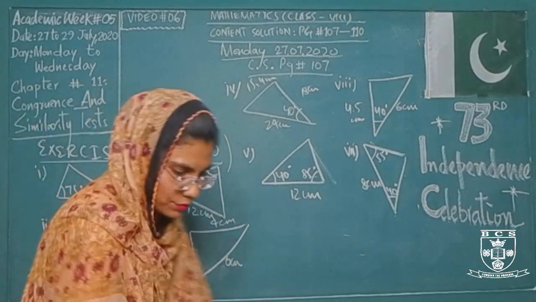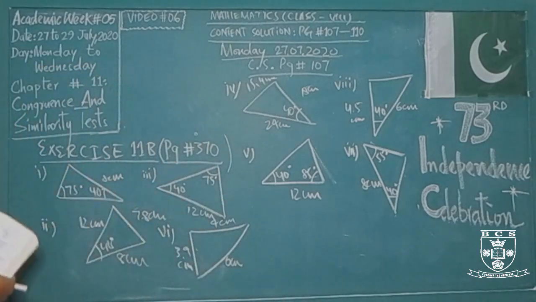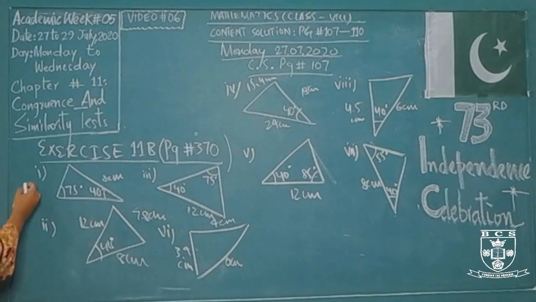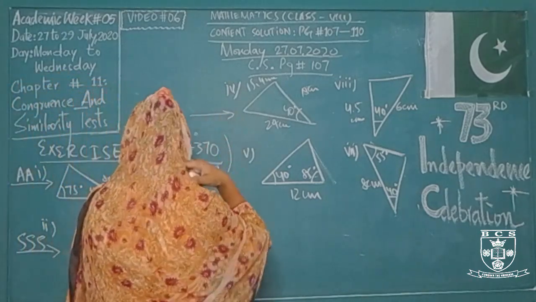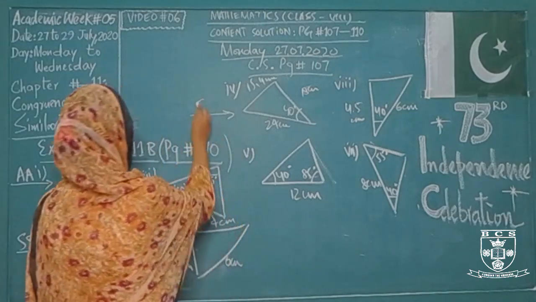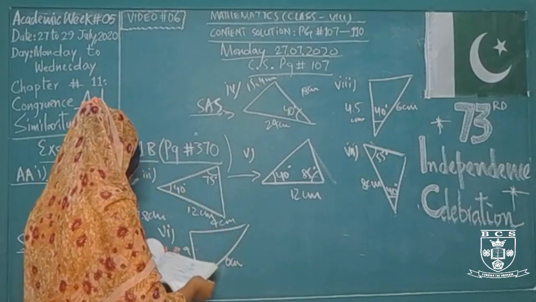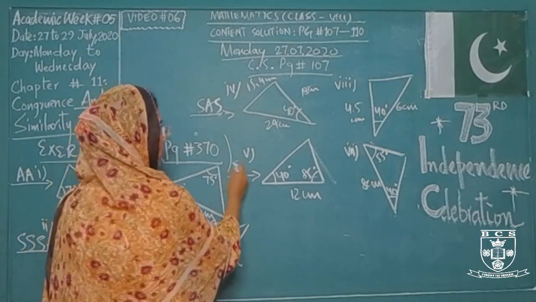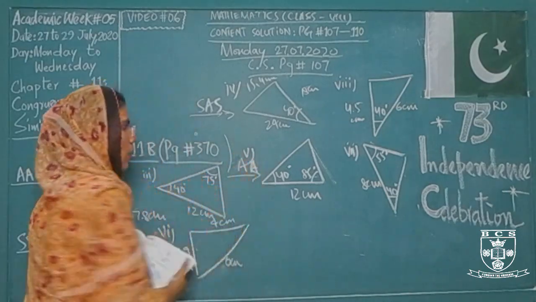So for the first one, AA is a similarity test, meaning two angles are equal. So the first one is AA, and the fourth one is SSS, and your last one is proving again side-angle-side.